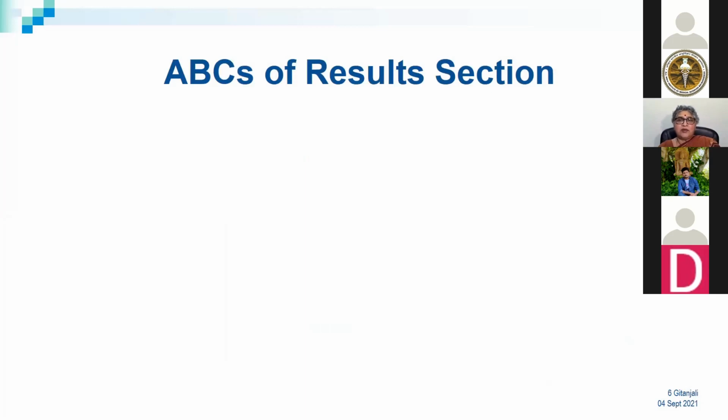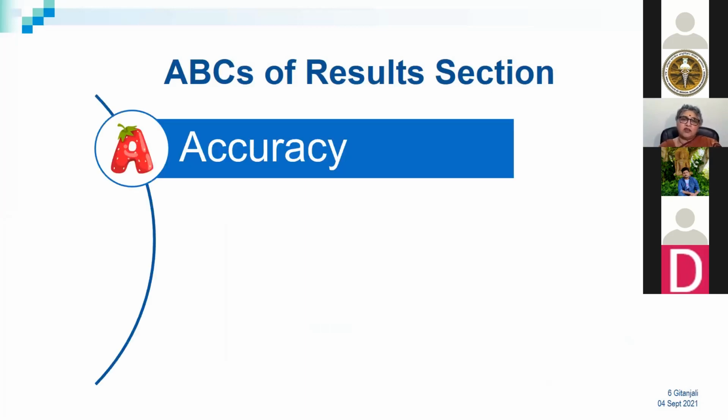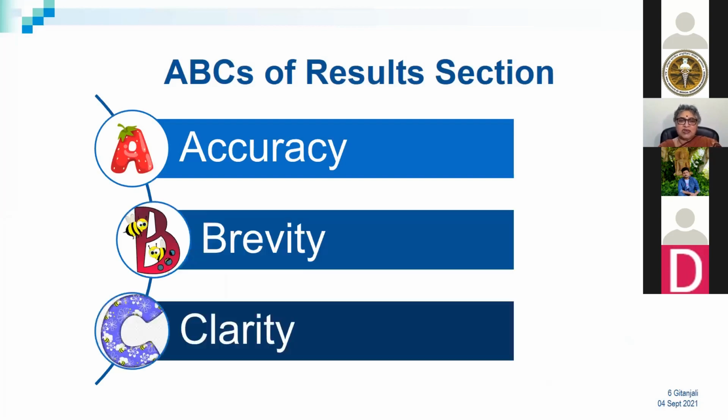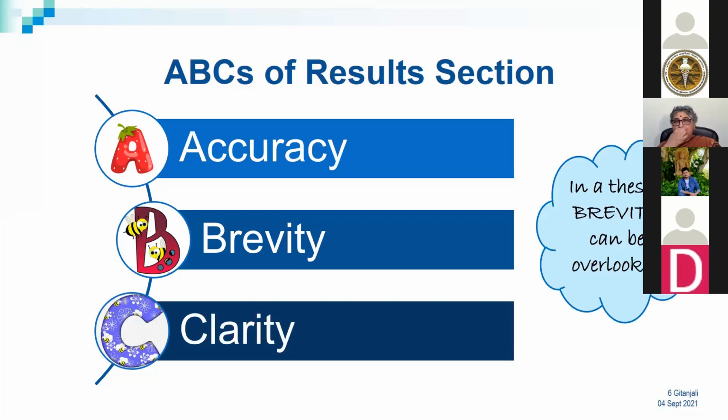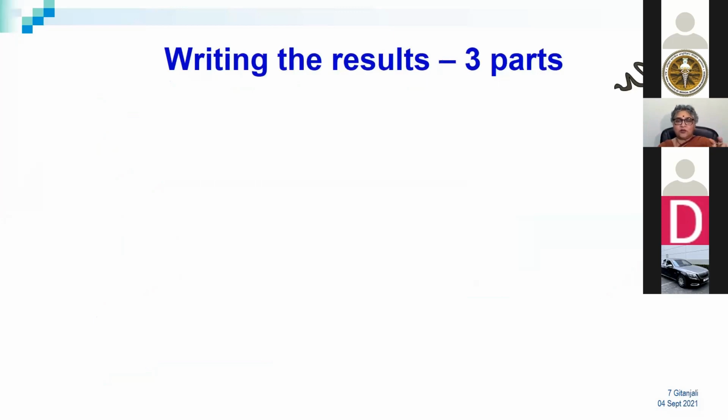So there is something called the ABCs of the results section. We are very fond of ABCs for everything: accuracy, brevity, and clarity. So these are the 3. This is called the ABC of the results section. It should be very accurate, it should be brief, and it should be very clear. However, this is mostly for a scientific paper which you are publishing. In a thesis, brevity can often be overlooked because the page constraints are not there. So you can go ahead and give a little more clarity in a thesis.